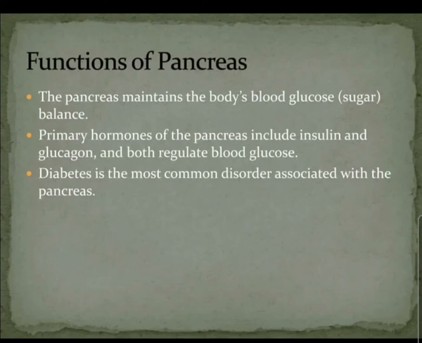So, functions of the pancreas. The pancreas maintains the body's blood glucose sugar balance. Primary hormones of the pancreas include insulin and glucagon, and both regulate blood glucose. Diabetes is the most common disorder associated with the pancreas.